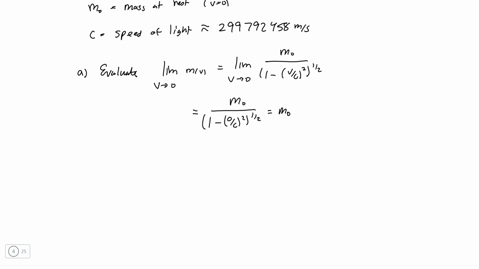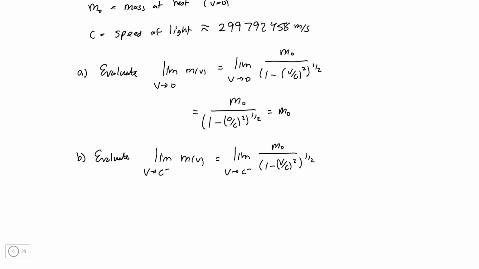Now, a little bit more tricky, so let's evaluate what happens as the velocity gets closer and closer to the speed of light. So it can't ever get above the speed of light, but we can let it approach the speed of light from below. Well, so this would be the limit as v goes to c from below of m0 over (1 minus v over c squared) to the 1/2.